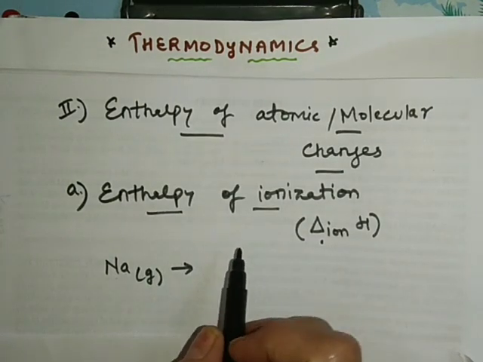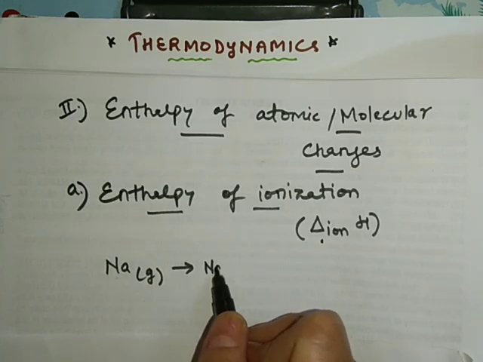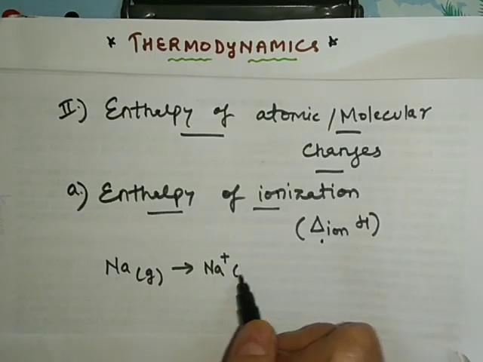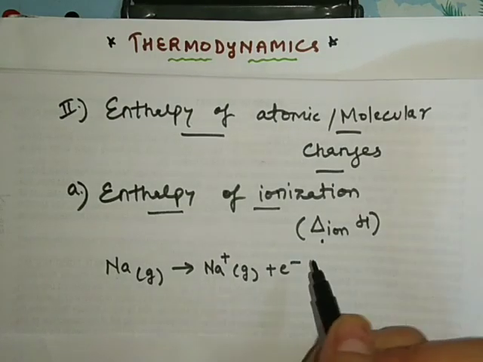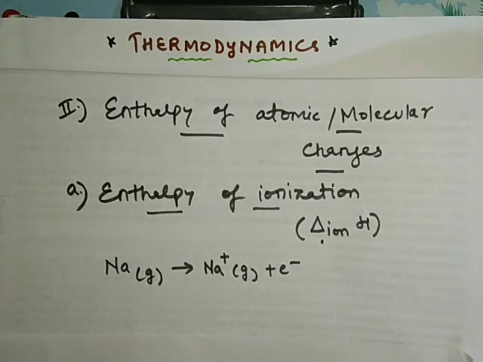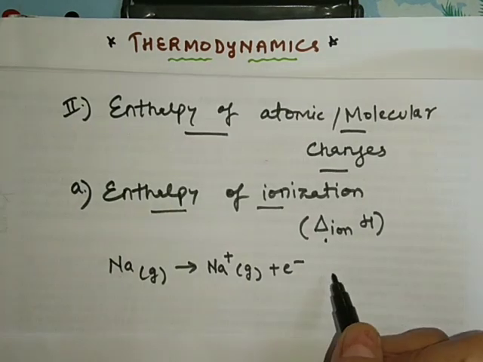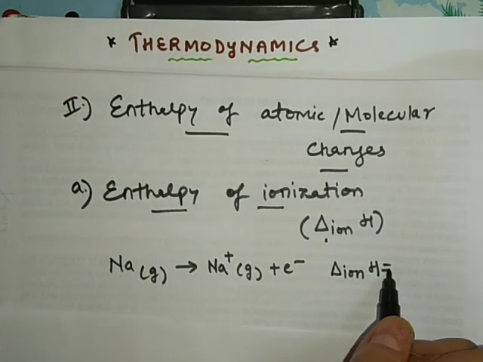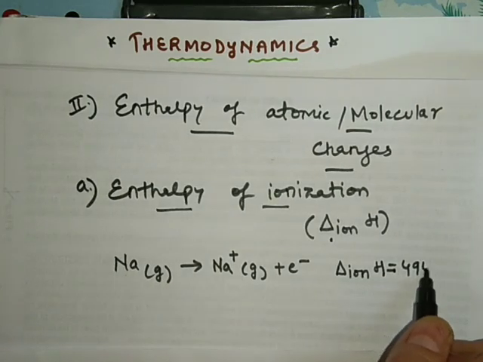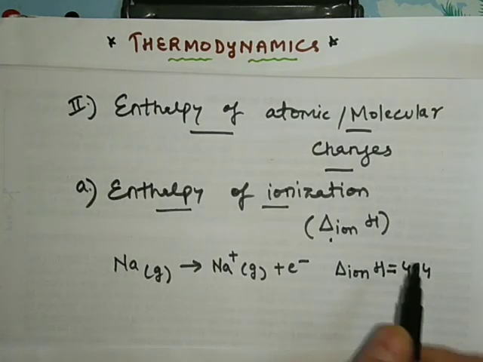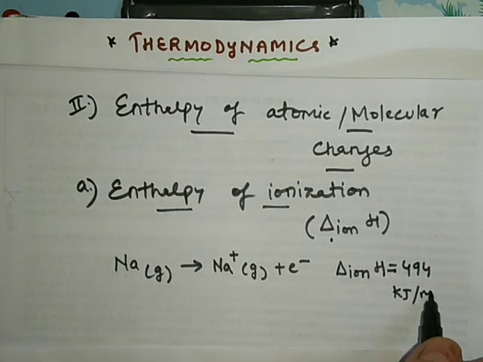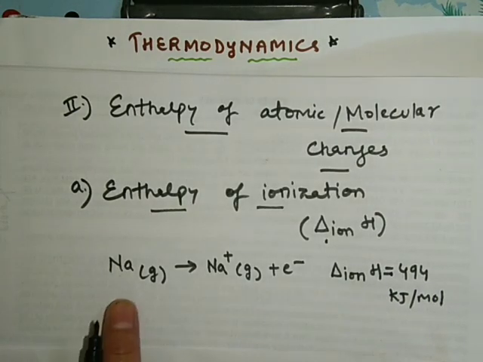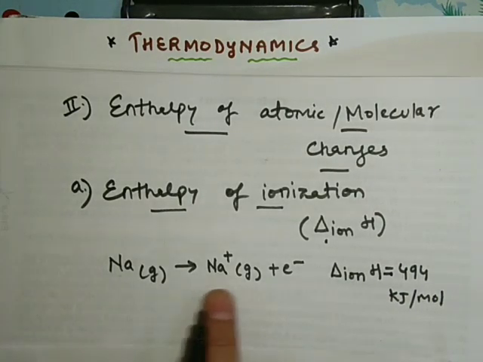The atom should be in the gaseous state so that the loss of electron will easily take place. We know sodium has one electron in the outermost shell, so it will lose that electron. And when this electron is released, the enthalpy change which takes place in the reaction is 494 kilojoules per mole. So this much heat change is involved when there is ionization of sodium to sodium ion.